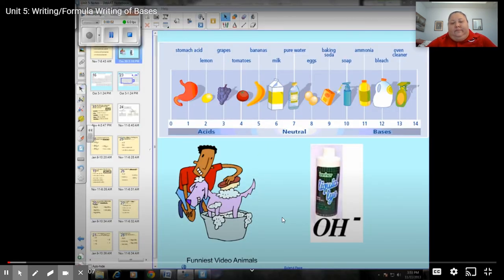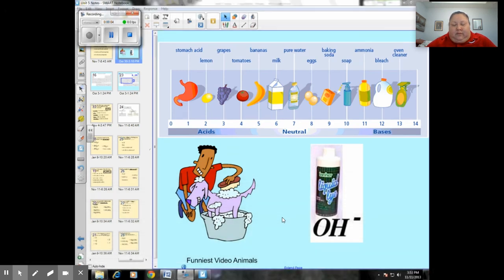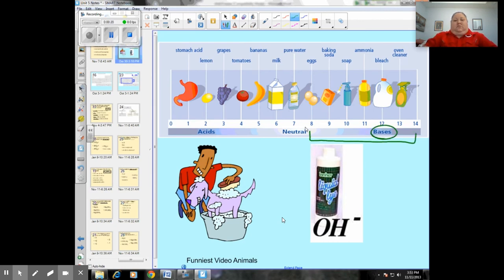So now we're going to move on to another type of compound that we can name and write formulas for, and that's called a base. Now, bases are used for cleaning supplies. Bases are going to be used for soaps and bleaches and things like that. So we're talking about anything on the other end of this pH spectrum.